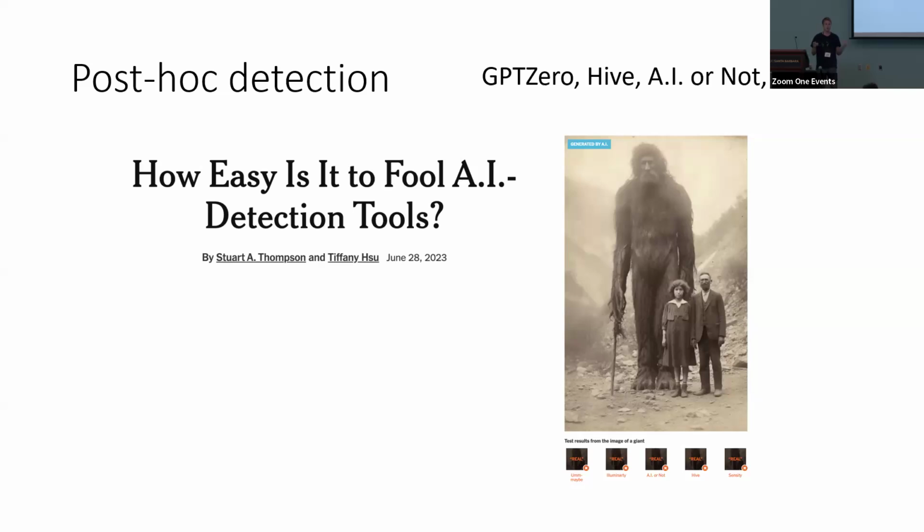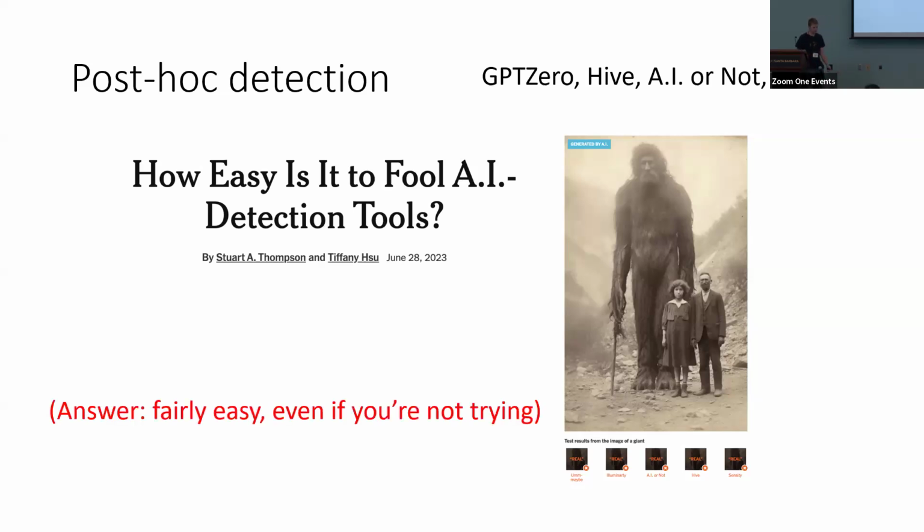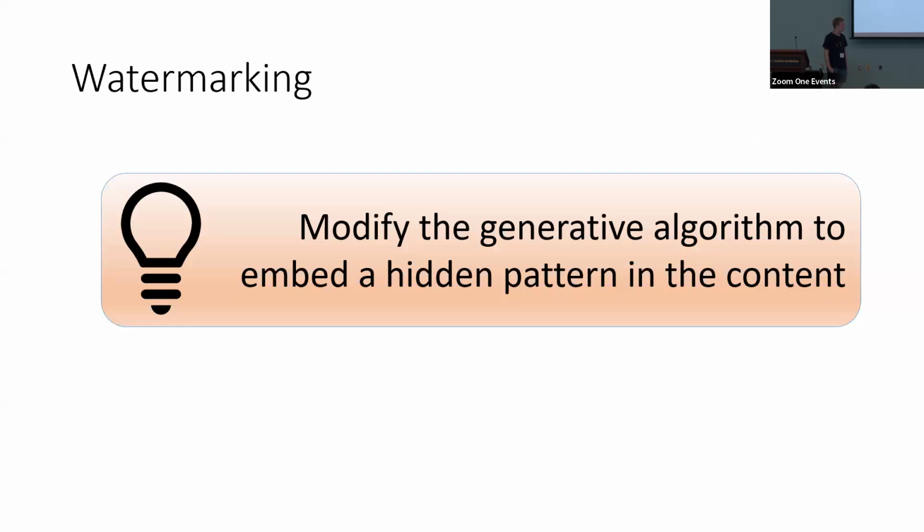You should only expect this problem to get worse, because as Gen AI becomes more powerful, the content that it's able to generate should be more and more indistinguishable, if not statistically indistinguishable, from content that's naturally generated. So this is where watermarking comes in. In watermarking, we try to modify the generative algorithm to embed a hidden pattern in the content that we can later detect.